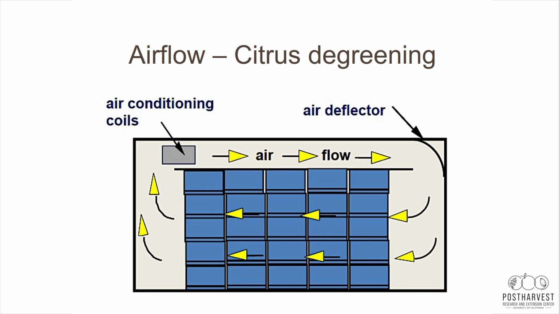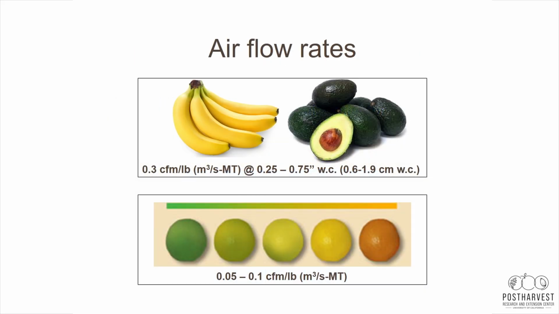And airflow rates, as I said, vary by commodity. Generally speaking, in the case of avocados and bananas, we have around 0.3 CFM per pound of produce. This might be a little bit larger in avocados, and generally speaking, it's because avocados produce almost 3 times more heat than bananas, and therefore they require a higher flow of air. And in the case of degreening, the airflows are much lower than the ones that I've expressed here.